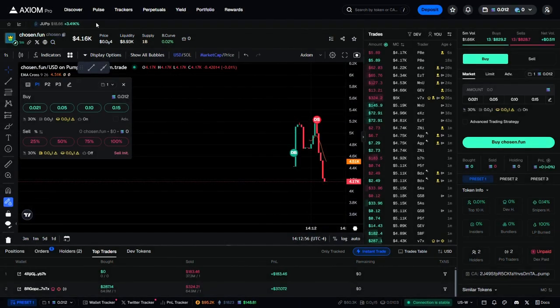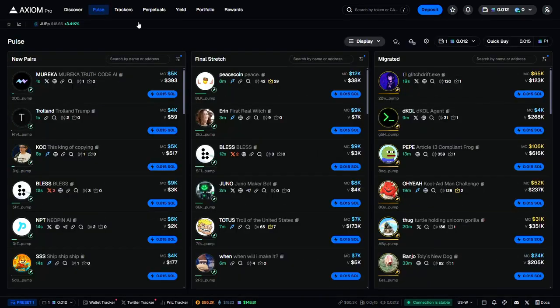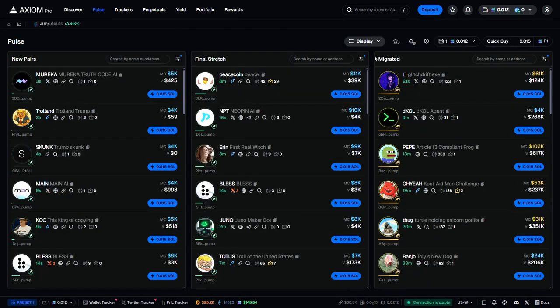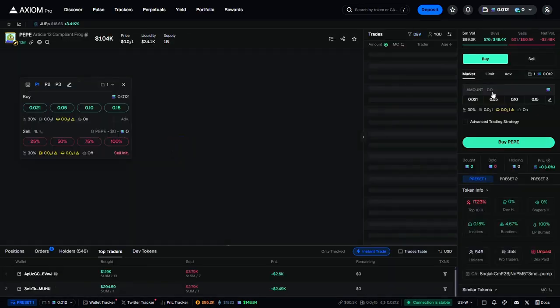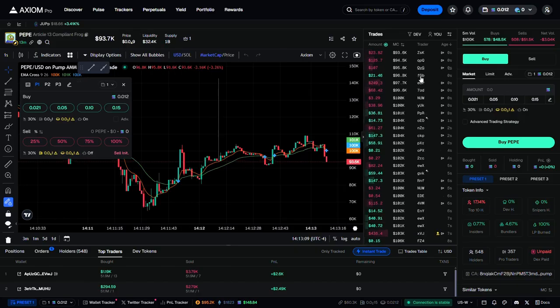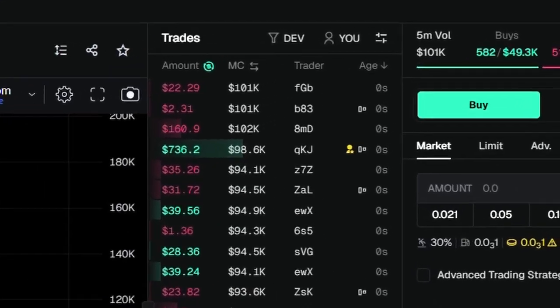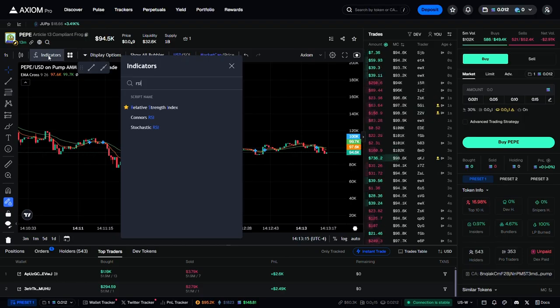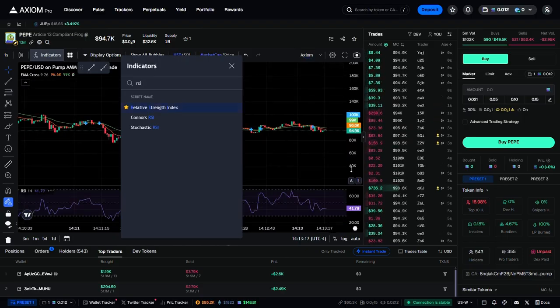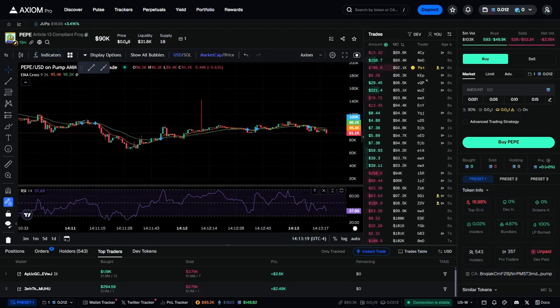Okay? So now what we're going to do is I'm going to show you how to use the RSI, right? So let me show you first the RSI on a coin that's already migrated. It has a lot more volume. Let's look for Pepe. Has a great volume, 5 minutes, almost 100K.